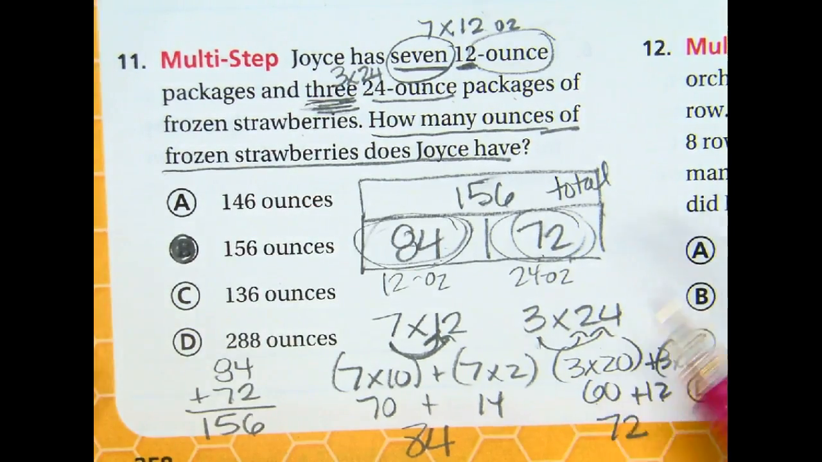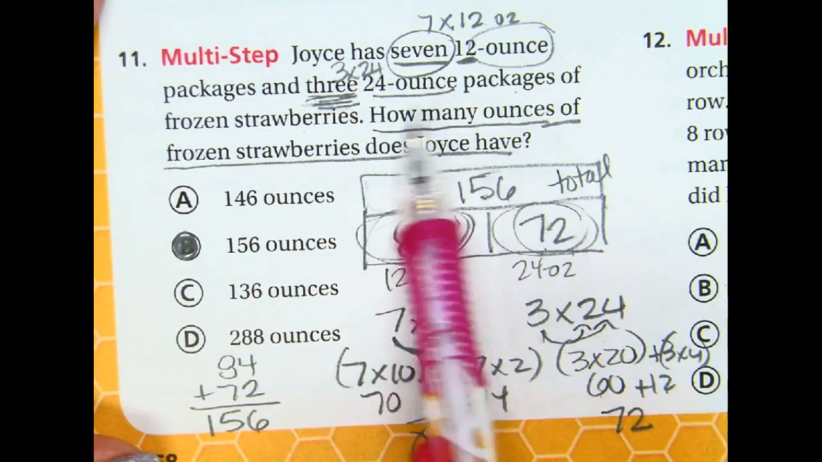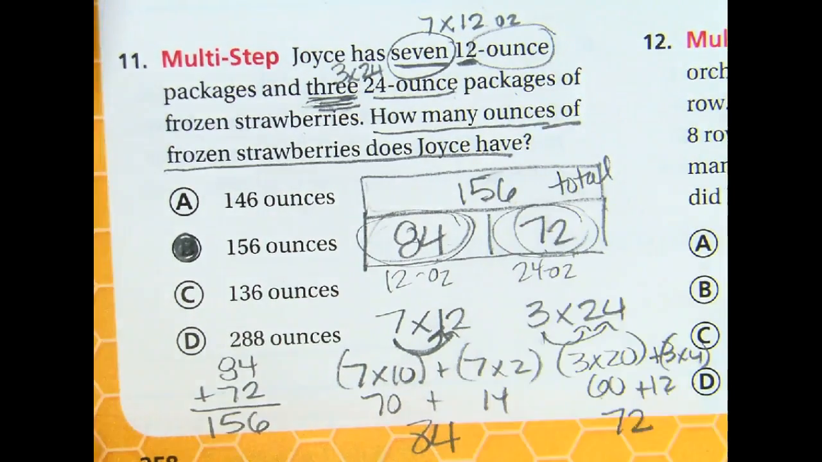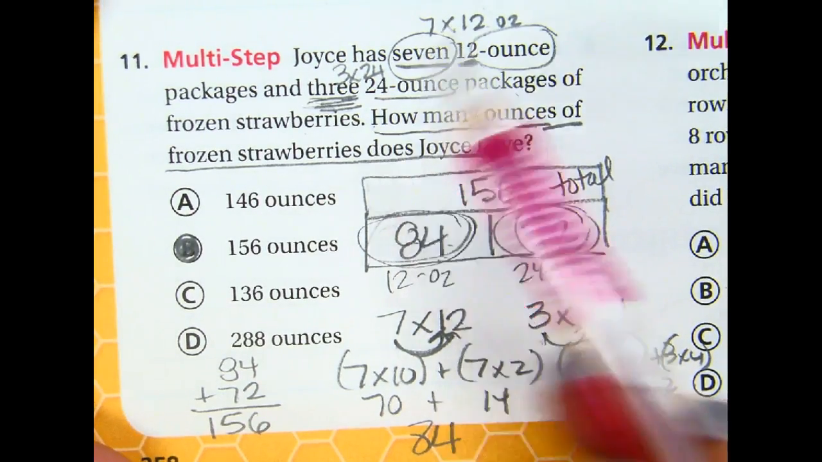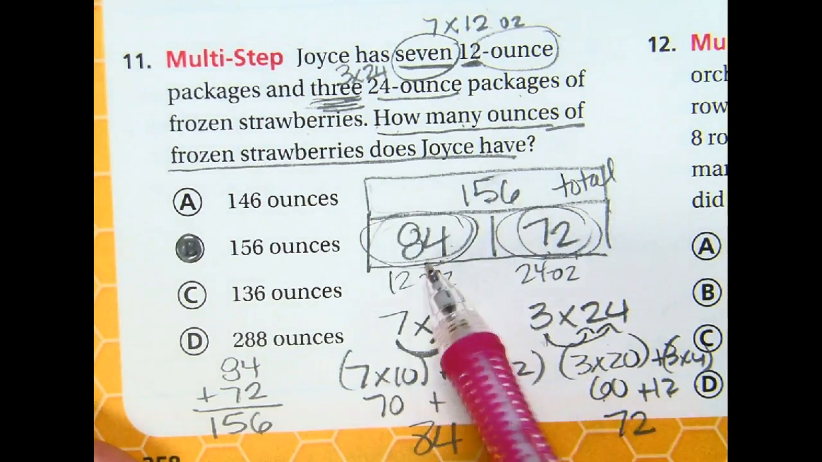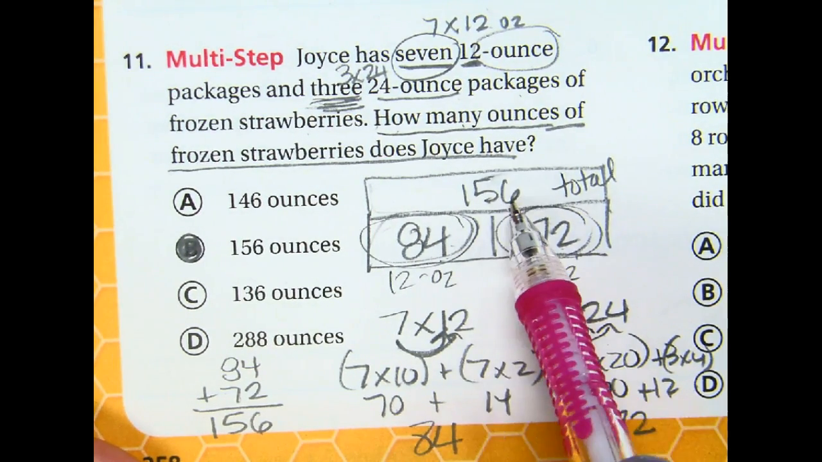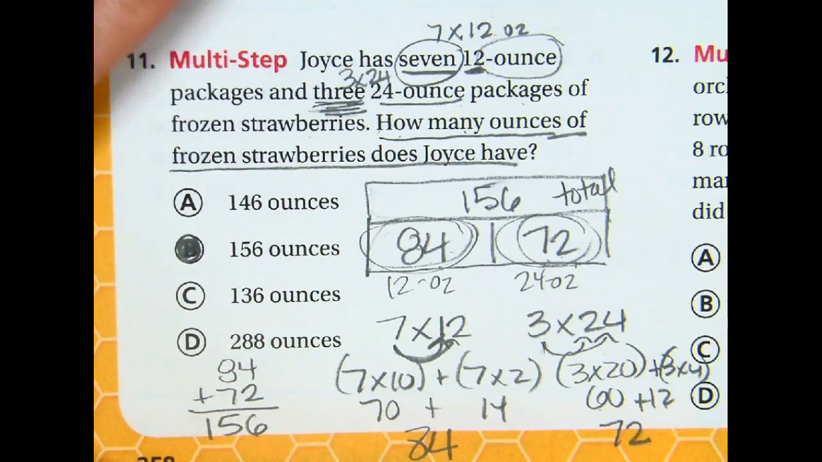So what did I do? I knew I was looking for a total. It says how many ounces, not how many more. It said how many. It didn't say about how many. We're not estimating. How many. That means they kind of want to know a total. So we had our parts, had to figure it out to get our total. Okay? Last problem.